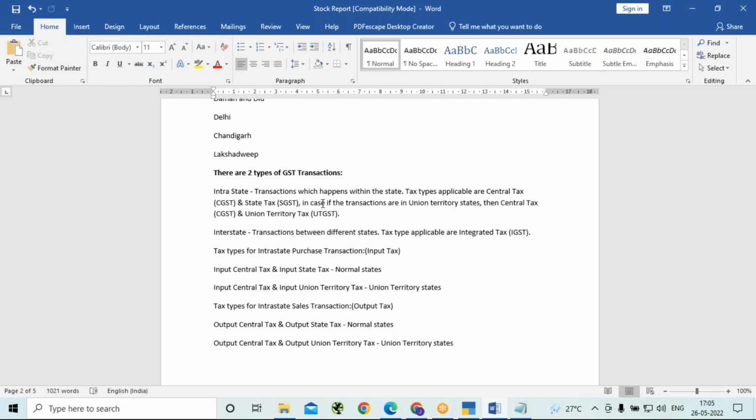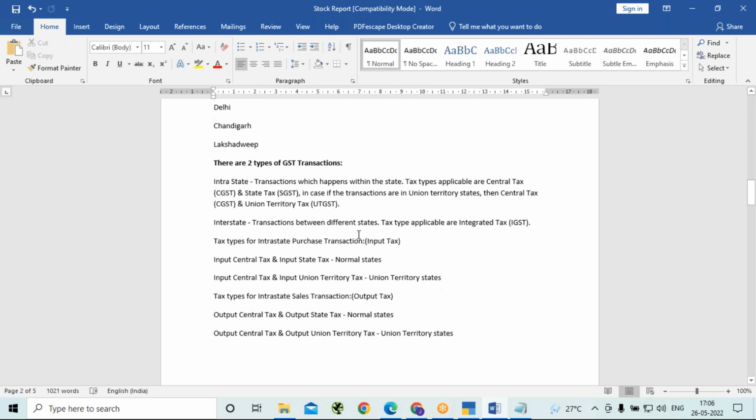Okay. So here we have nearly 7 to 8 union territory states. Whenever you have an intrastate transaction, that is, when you have a buyer and seller of the same state or union territory state, then the tax types which are applicable are central tax, CGST, and union territory tax, that is UTGST. Now whenever you have an interstate transaction, that means a transaction between state to state, in that case the tax type which is applicable is called IGST. So these are the ways of GST transactions you will have.